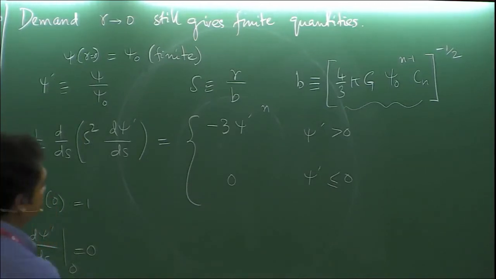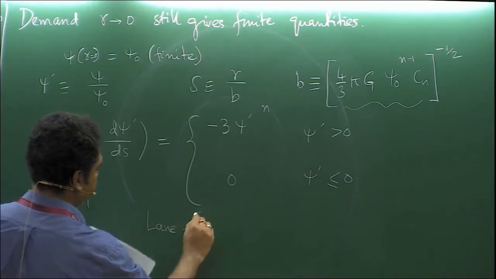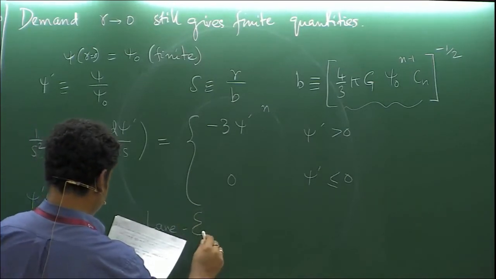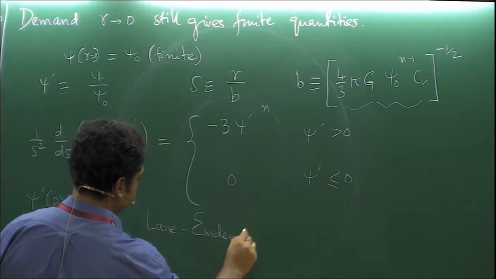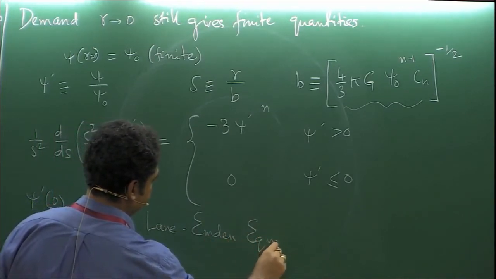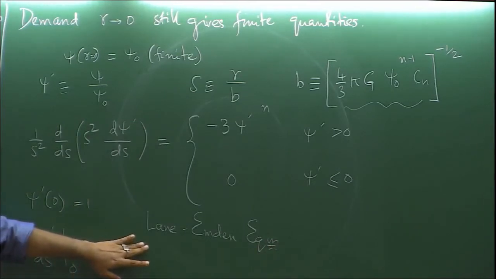And this is actually a very famous equation. It's called the Lane-Emden equation. And from the Lane-Emden equation, you can get families of different types of distribution functions.